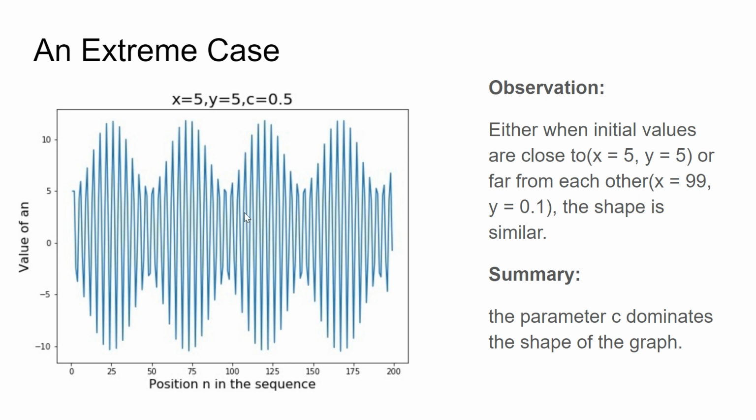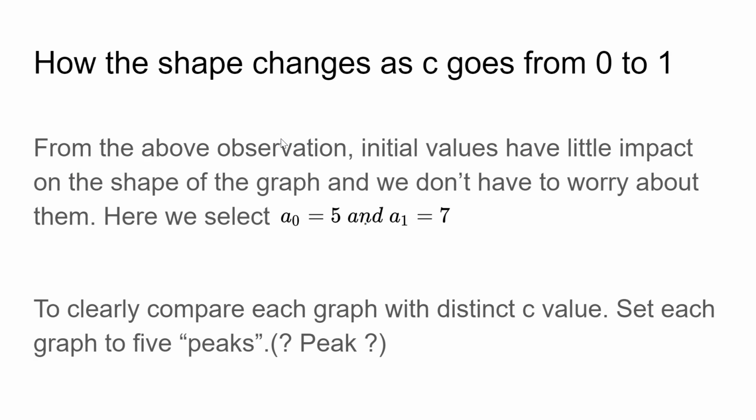In the above 6 graphs, the parameter C remains the same, that is 0.5, and initial values are very different, so we can come to our first summary: the parameter C dominates the shape of the graph, while initial values have very little impact on the shape of the graph. This is very important to our next section, how the shape changes as C goes from 0 to 1. Here we select initial values 5 and 7.